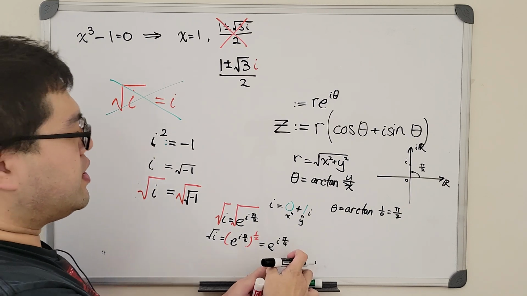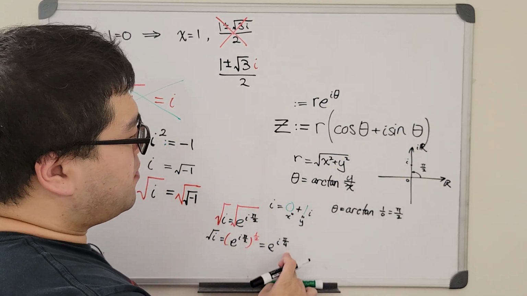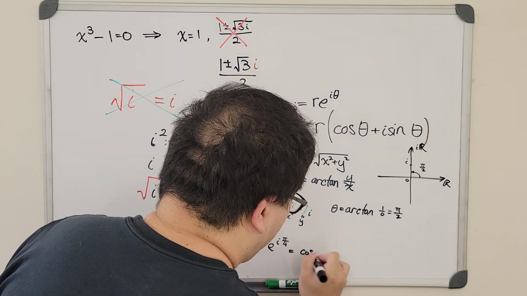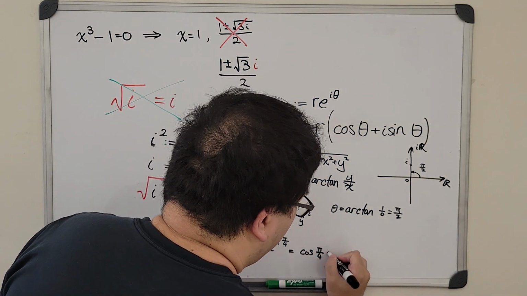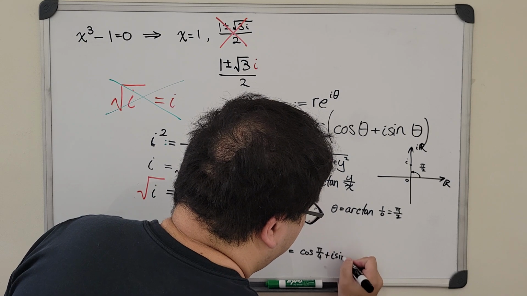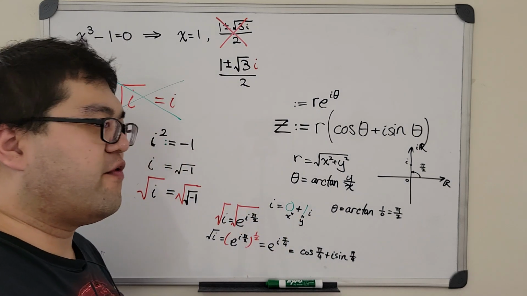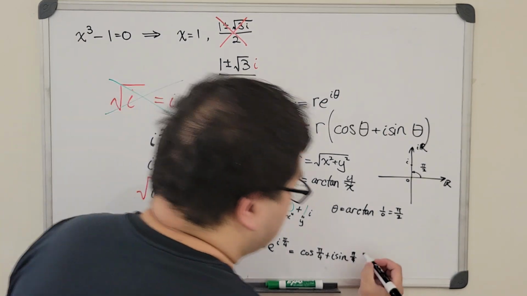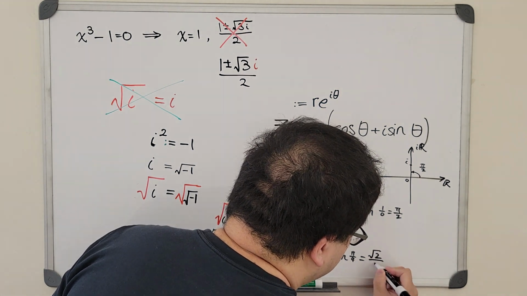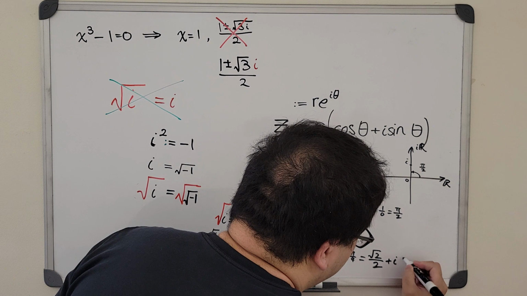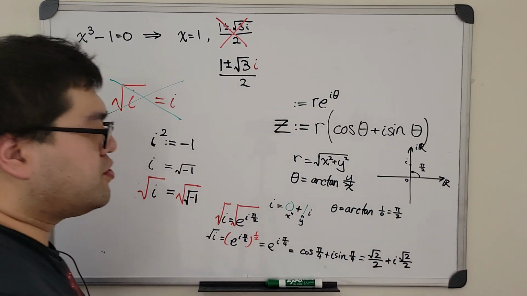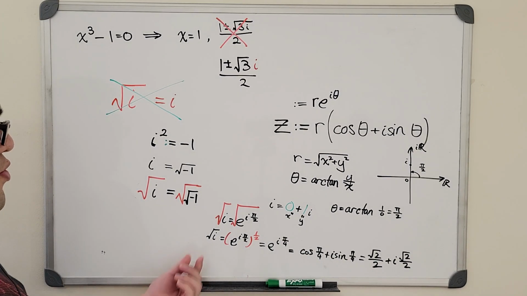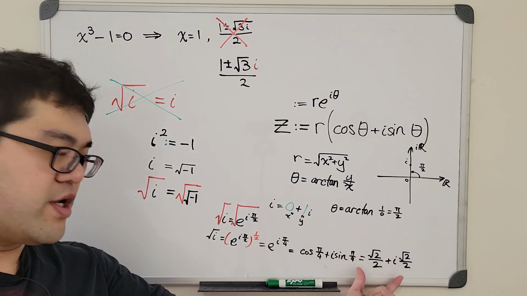Now if we substitute our angle pi over 4 into the second expression, we get cosine of pi over 4 plus i sine of pi over 4. What is cosine of pi over 4, or 45 degrees? Square root of 2 over 2, same as sine of pi over 4. So we can write it as square root of 2 over 2 plus i times square root of 2 over 2. And that is what square root of i represents numerically.